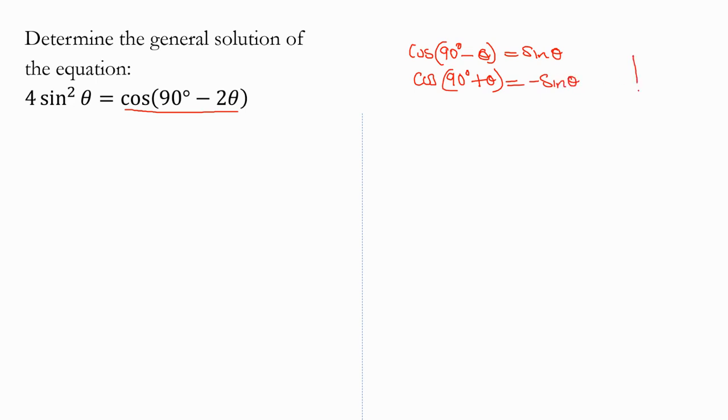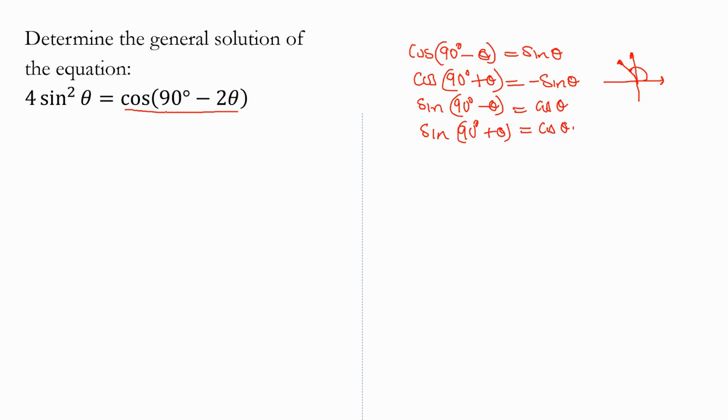Just remember that cos(90 plus theta) is in the second quadrant, and cosine of an angle in the second quadrant is negative. This is 90 plus theta. And then we have sine(90 degrees minus theta), which is equal to cos theta, and then sine(90 degrees plus theta), which is also equal to cos theta. Just remember those.